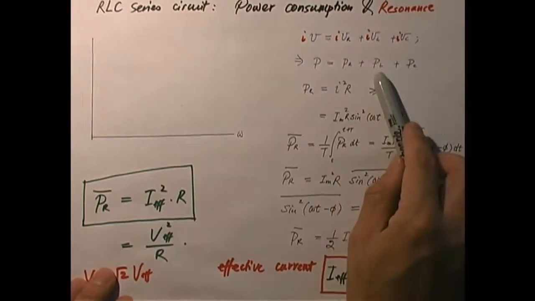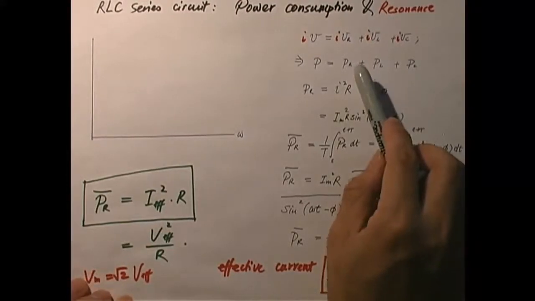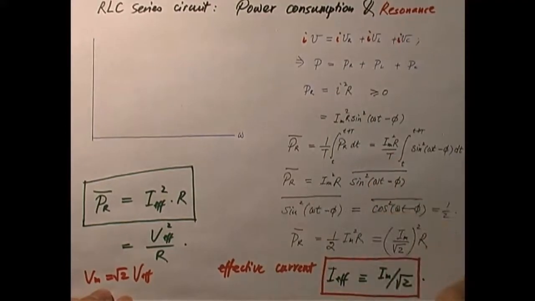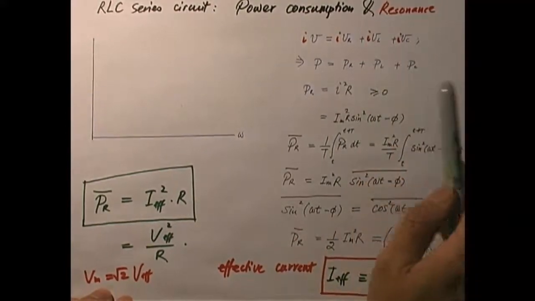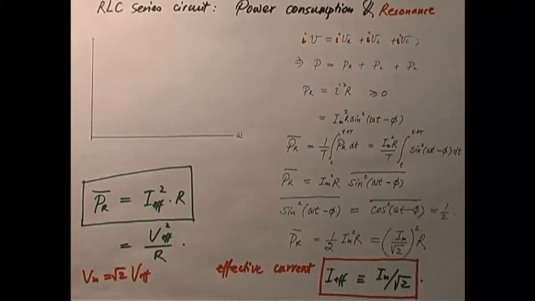And what happens when P is negative? When P is positive, as is always the case for the resistor, it takes electrical energy and consumes it, right? When P is negative, as sometimes happens to P_L and P_C, to L and C, then that means this element, the inductor or capacitor, at that moment is not consuming energy, is not taking energy in. Rather, it's giving energy back into the circuit. So this is something new which we'll study in our next part.